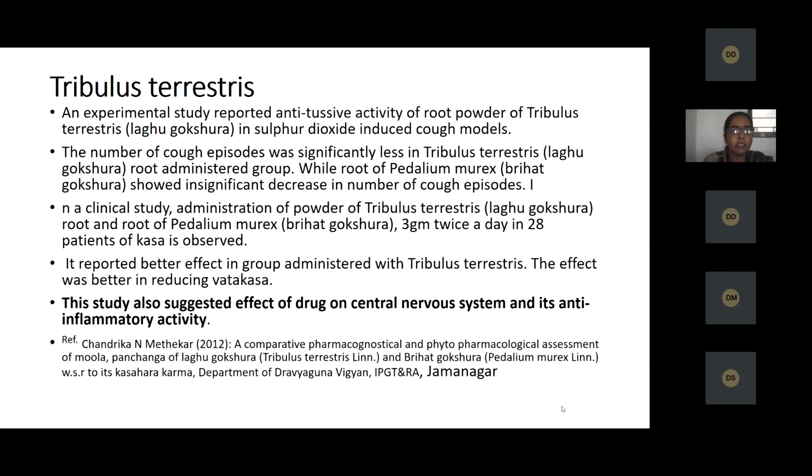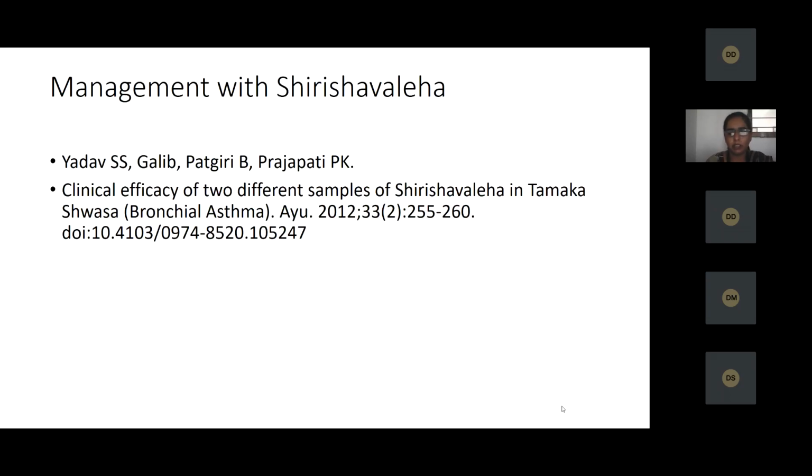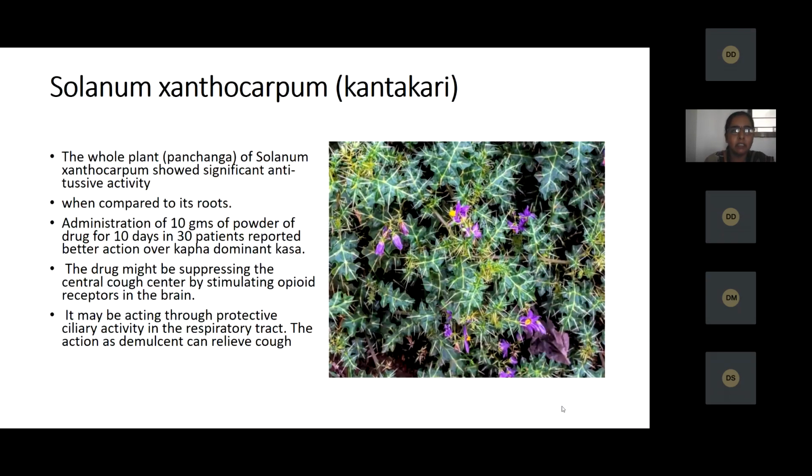Another study is the clinical efficacy of two different samples of Shirisha in Tamaka Shwasa. That is, we can correlate Shwasa Chikitsa with COPD also. We can use the Shirisha in COPD patients. Shirisha is mainly antihistaminic in nature. Here, one study of Kantakari also shows anti-tussive activity.